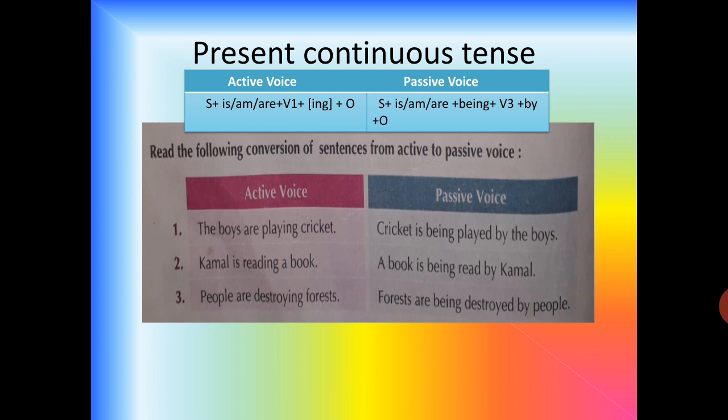See, the boys are playing cricket. Now what I will do, object is cricket, I will bring it forward. Cricket is being. Again, don't forget to add this word being. Being, then third form of play, played, by the boys. And last sentence, people are destroying forests. Forest, यहाँ पर forest में s लगा हुआ है, that is plural, so I will add are with it. Forests are being destroyed by the people. So hope this rule is also clear to you.